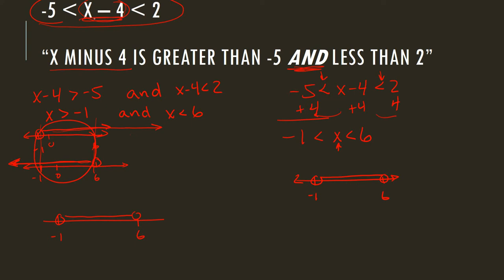So when the expression is written as one big statement where the x variable term is in between two numbers, that means that the solution has to be both greater than -1 and less than 6.